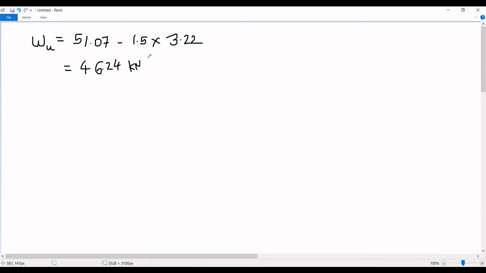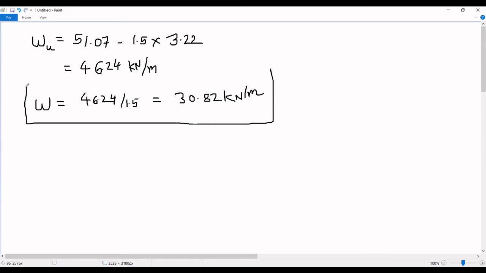kilonewton per meter. Now if I were to calculate the safe intensity of UDL that I can load the beam with, excluding its self weight, that will be equal to this 46.24 divided by 1.5, which is the partial safety factor for load. So that turns out to be 30.82 kilonewton per meter. So this is the answer to the question that we have raised through this problem.